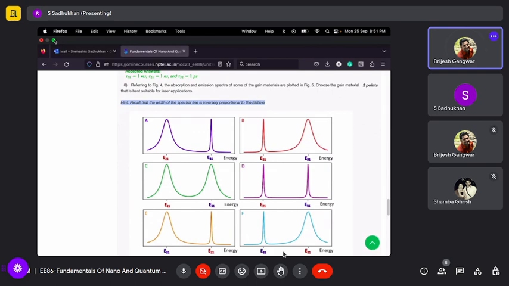E21 will be less, so this is the relation. E21 is less than E31, and population inversion is more suitable for E21, because E2 is the middle state, the metastable state, you can say. That's why they give the answer B.